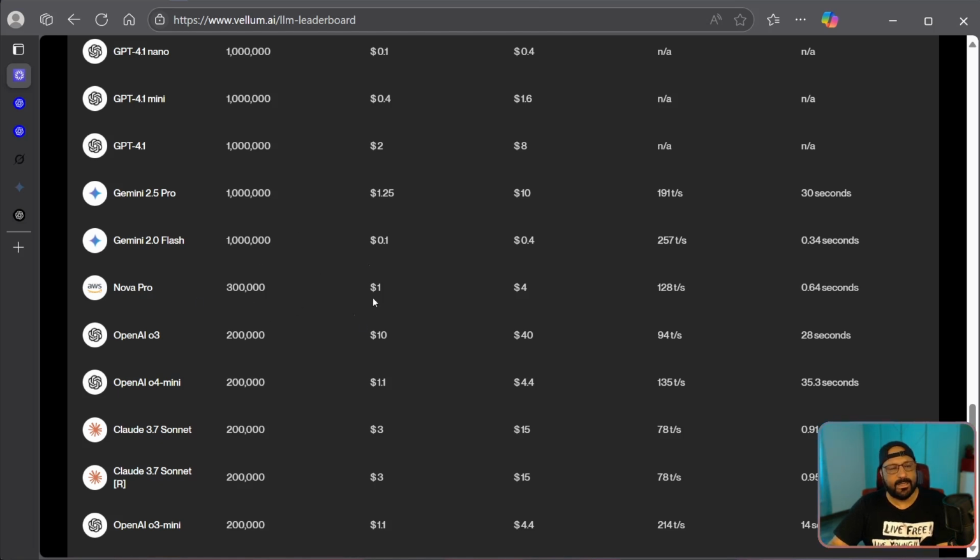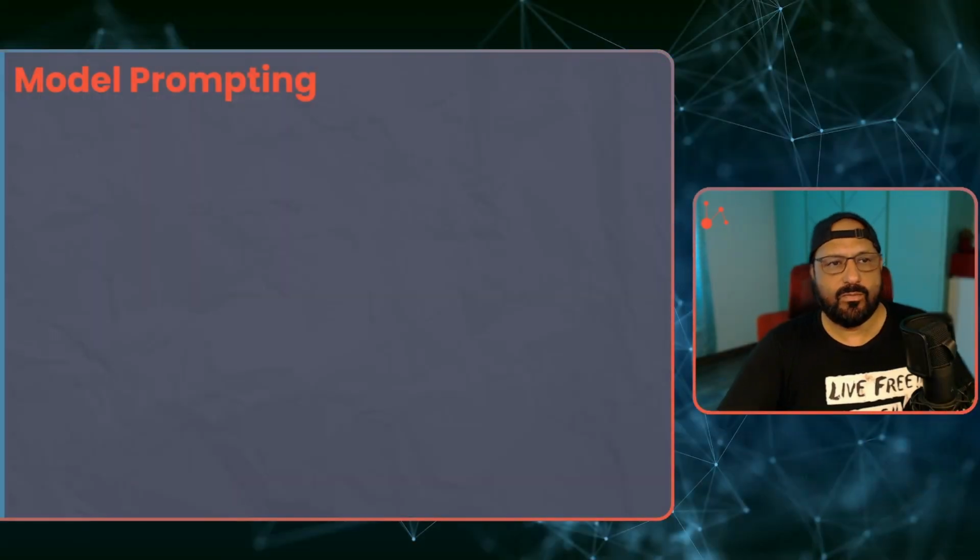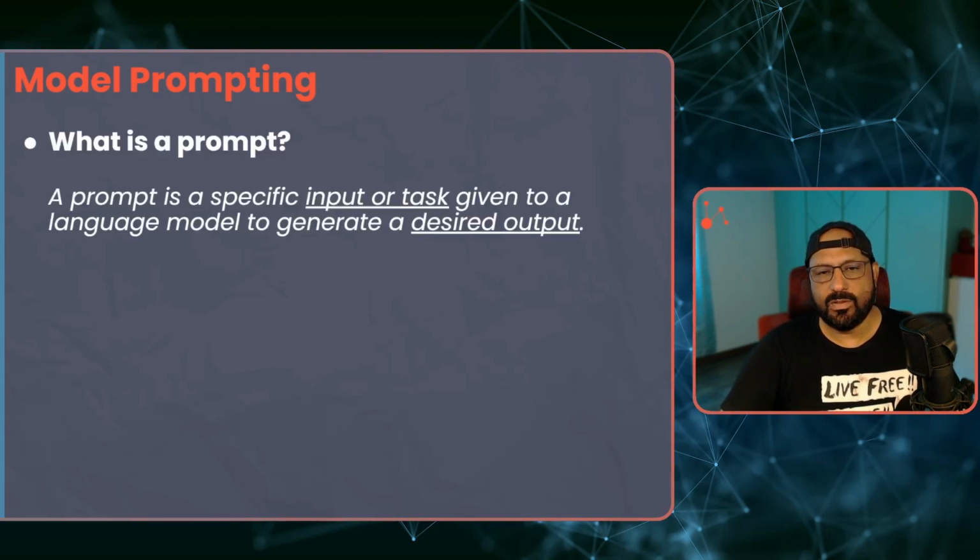Okay, so that's about the API pricing and the context window. Let's move on to the next one. Let's look at one of the most important aspects of LLMs, which is prompting. So what is a prompt? A prompt is a specific input or task given to a language model to generate a desired output. So basically the queries that we provide to the model are called prompts.